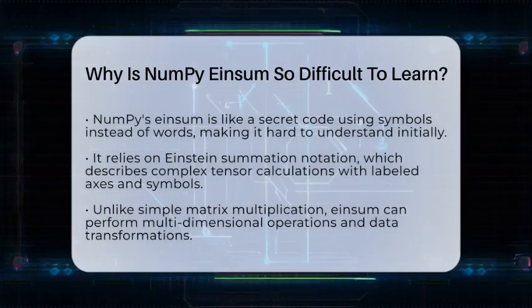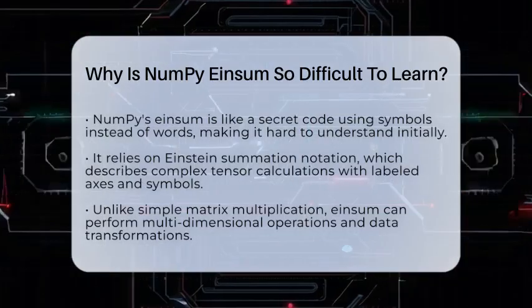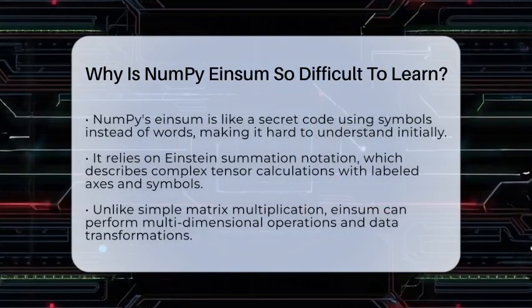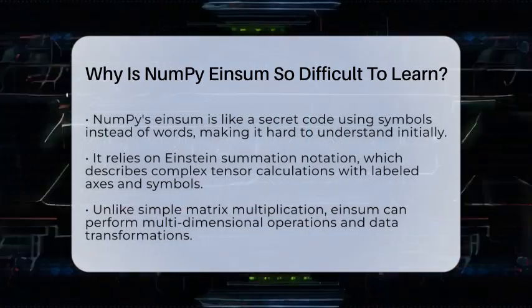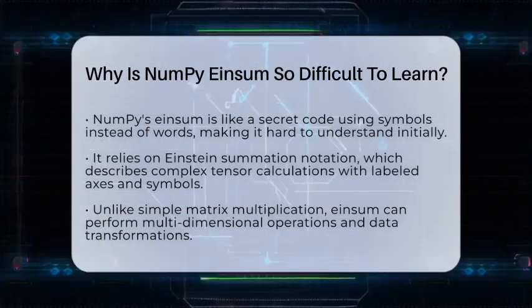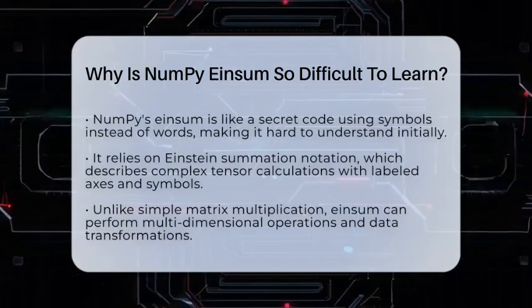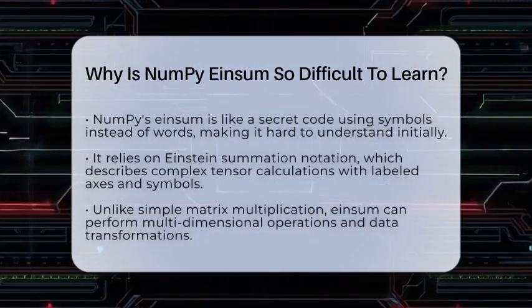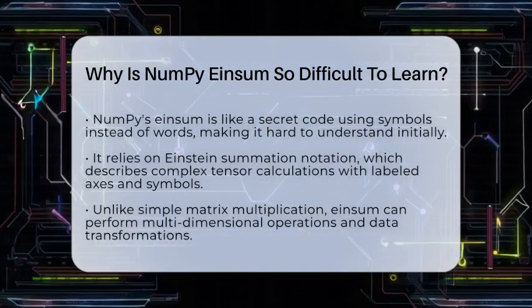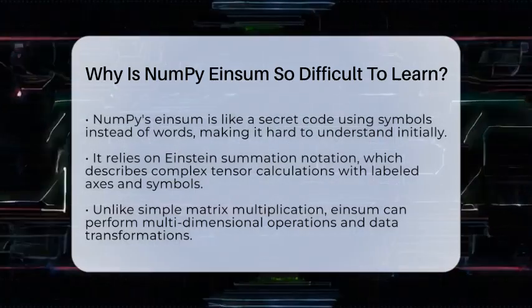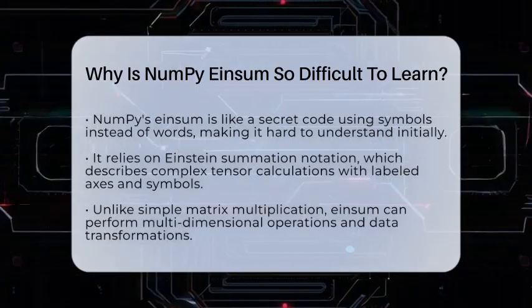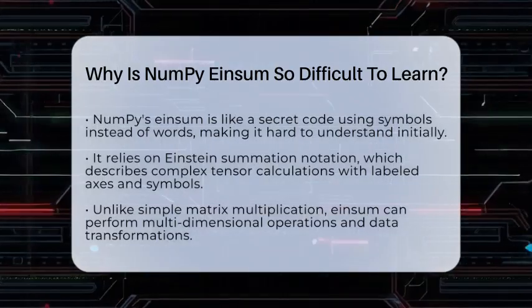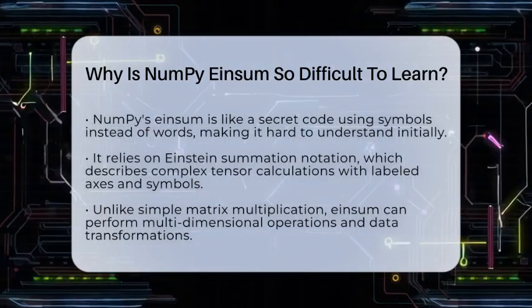The main reason is that Einsum uses Einstein summation notation, which is a compact way to describe complex calculations involving multidimensional arrays. This notation is not like regular math. It uses letters to label array axes and symbols to tell you how to combine or sum over those axes. For someone new, it can seem abstract and hard to visualize what's happening behind the scenes.